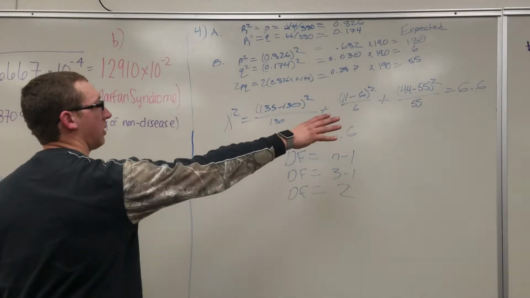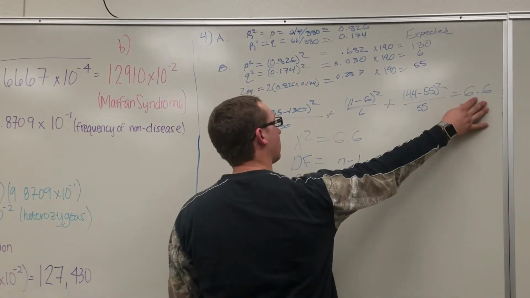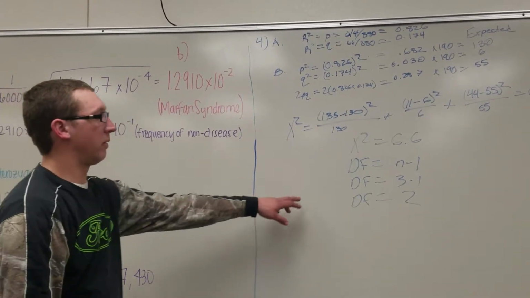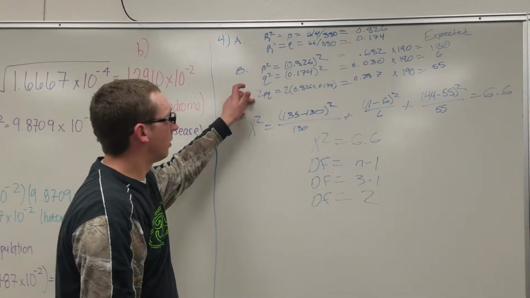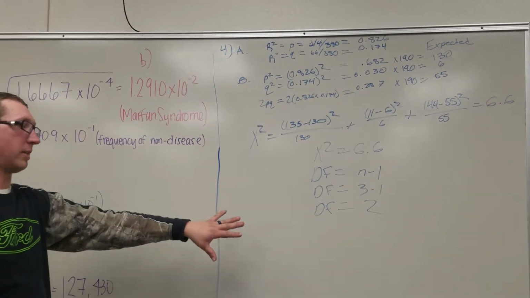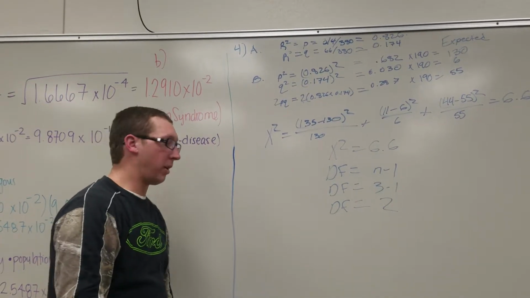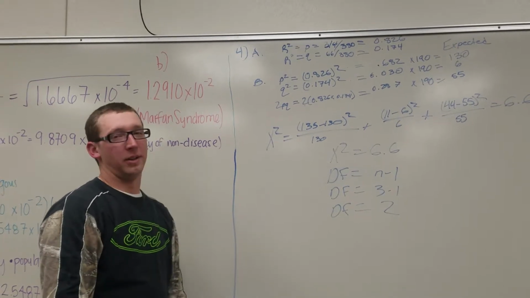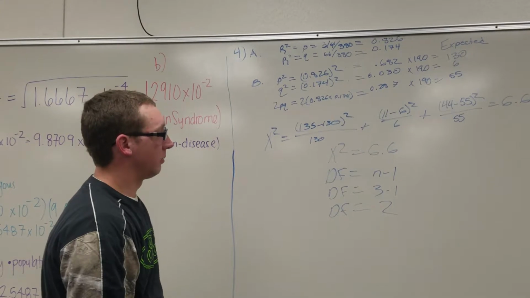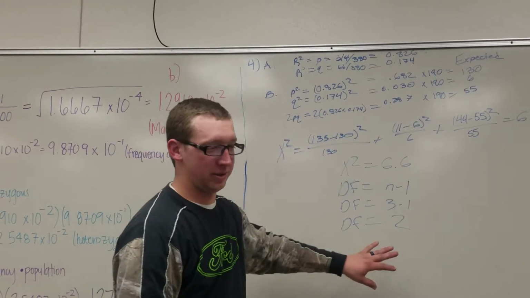So plug it into our chi-square equation. You come out to a chi-square value of 6.6. And due to our degrees of freedom, n minus 1, we have 3 total genotypes. 3 minus 1 is 2, so our degrees of freedom is 2. Based on that, we are going to have to reject our null hypothesis because we are well above the value that would allow us to not reject it.